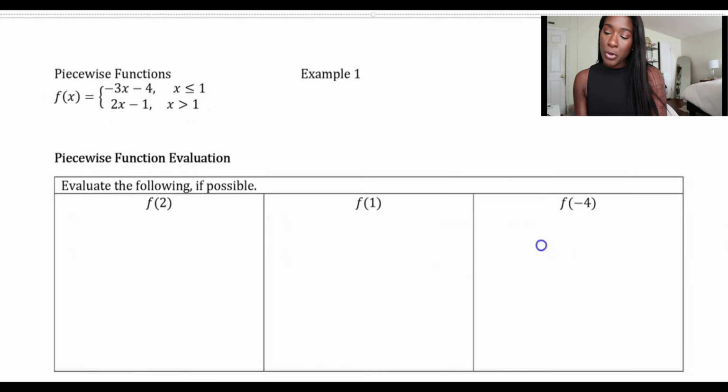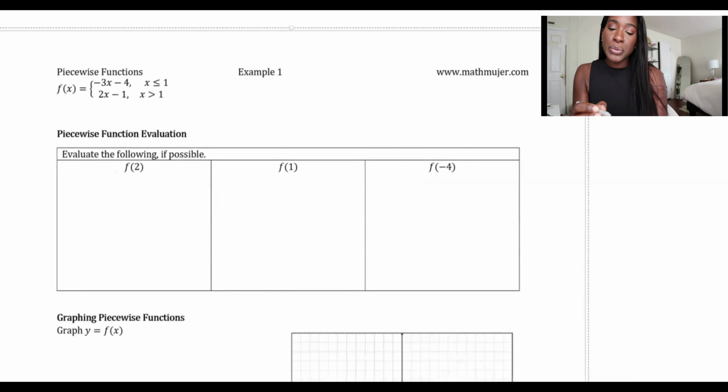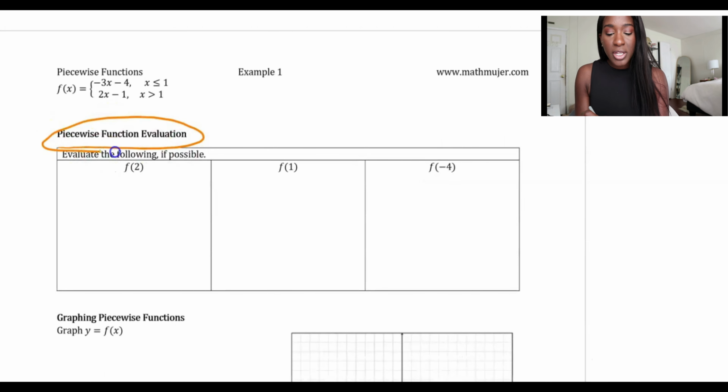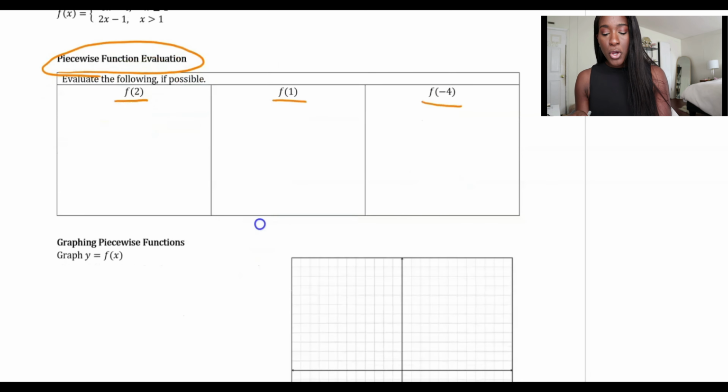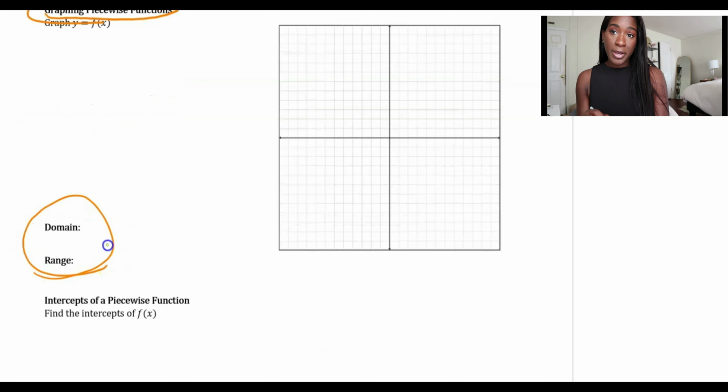In this example we're going to do a few things with this piecewise function. We're going to do some piecewise evaluation, where we're plugging in different x values and getting out the function value. We're also going to go over graphing this piecewise function, and once we graph it, we're going to talk about the domain and the range, and then we'll take a look at finding the intercepts of this piecewise function.